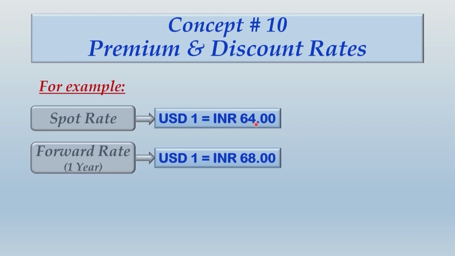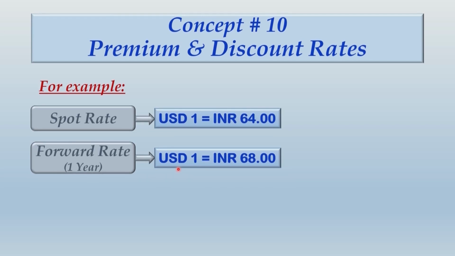The spot rate of dollar is INR 64 and 1 year forward rate of dollar is INR 68. So the first observation, we find that US dollar is appreciating against Indian rupee. So obviously Indian rupee is depreciating against US dollar. Exactly what we concluded in the earlier example. Same thing happening over here.